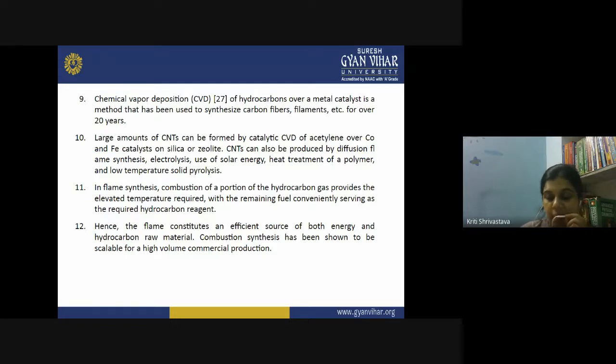Other techniques by which we can prepare it include flame synthesis, where the combustion of a portion of hydrocarbon gas is done, and it provides us again the soot. Soot is the carbon particle deposited on the surface, and this is done at elevated temperature. And by adjusting the temperature, we can adjust the scale of the nanoparticle. So this flame also constitutes an efficient source of both energy and hydrocarbon raw material. Now combustion can also be used for large scale production of carbon nanotubes.